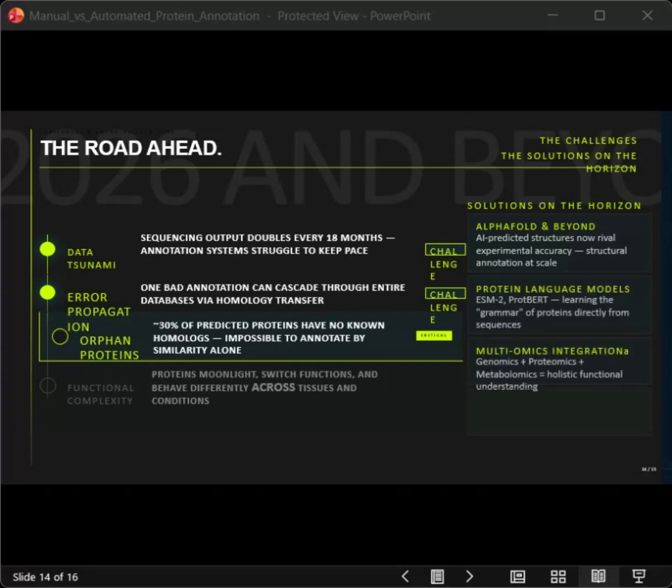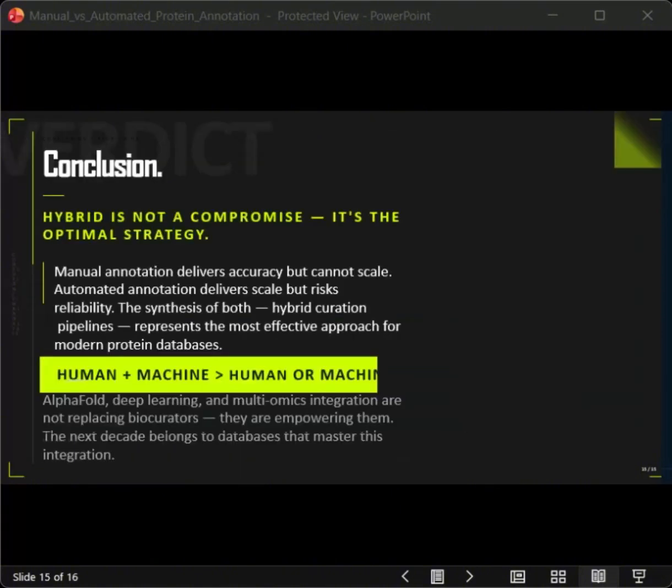Despite major progress, several challenges remain. So sequencing data is growing faster than annotation systems can handle, and error propagation spreads incorrect annotation across databases. Many proteins have unknown functions and no homology. Emerging solutions include AlphaFold, protein language models, metagenomics integration, and cloud computing technology.